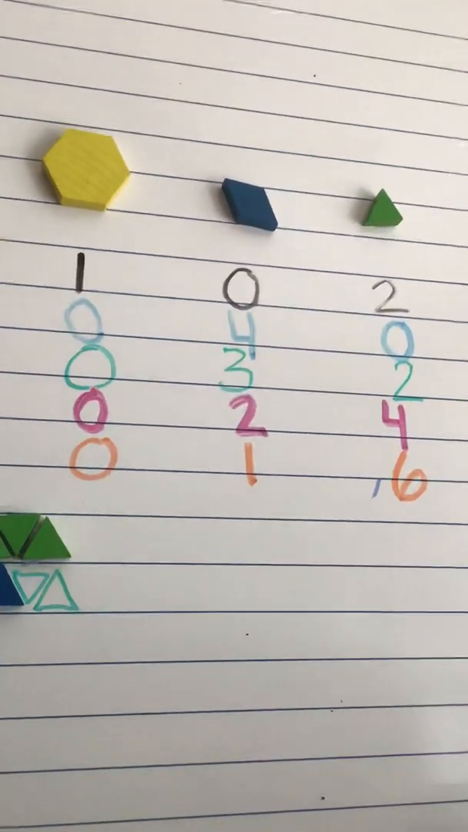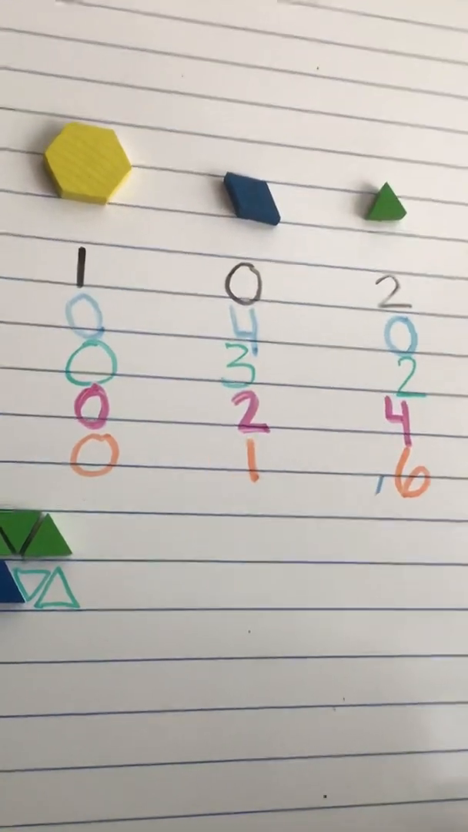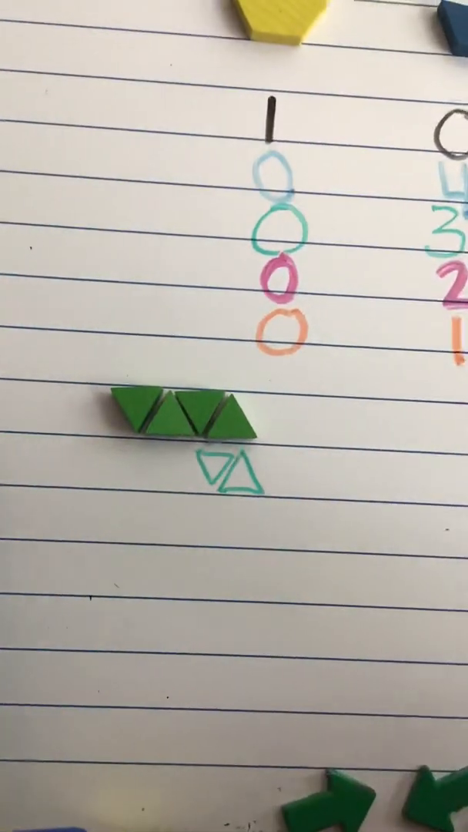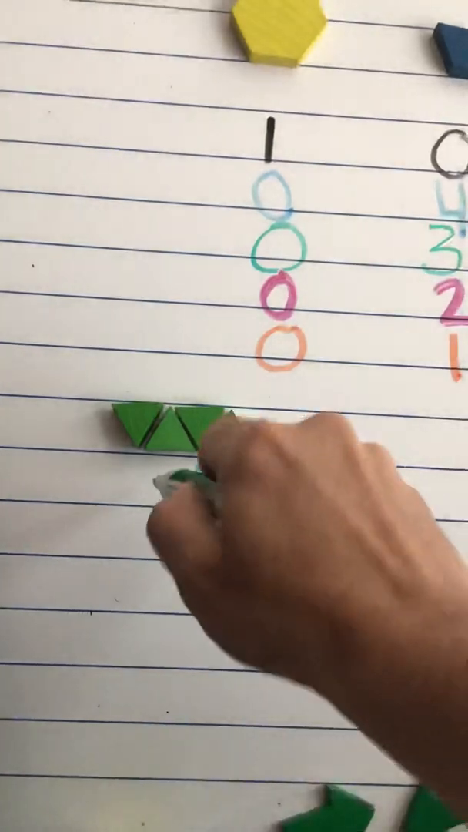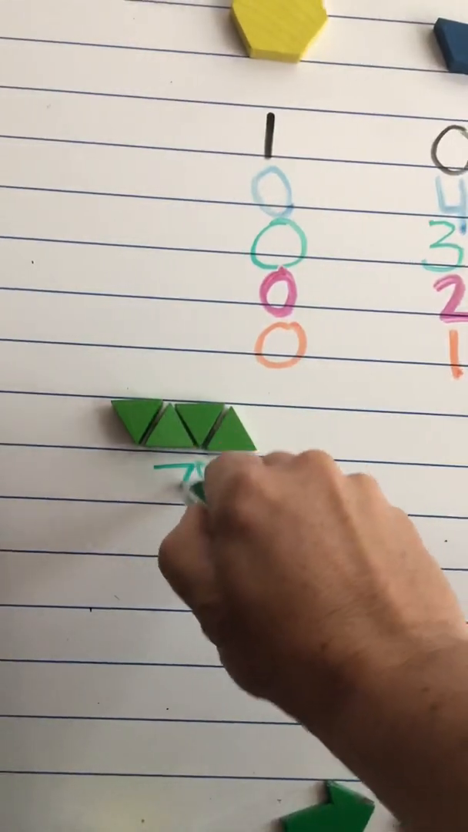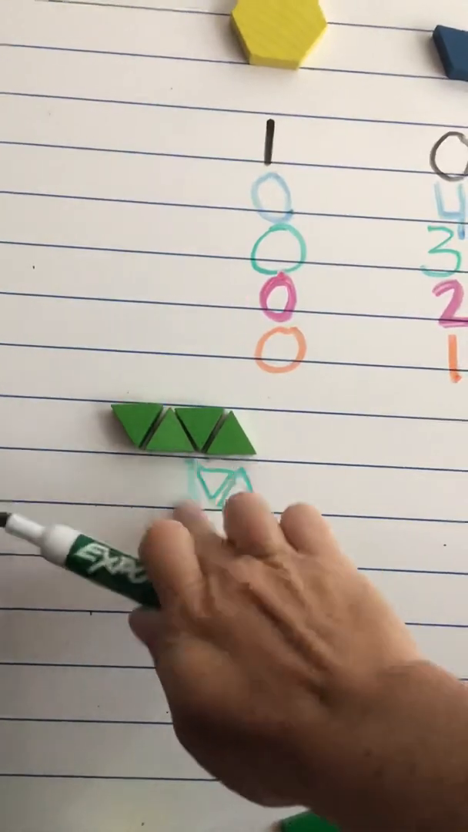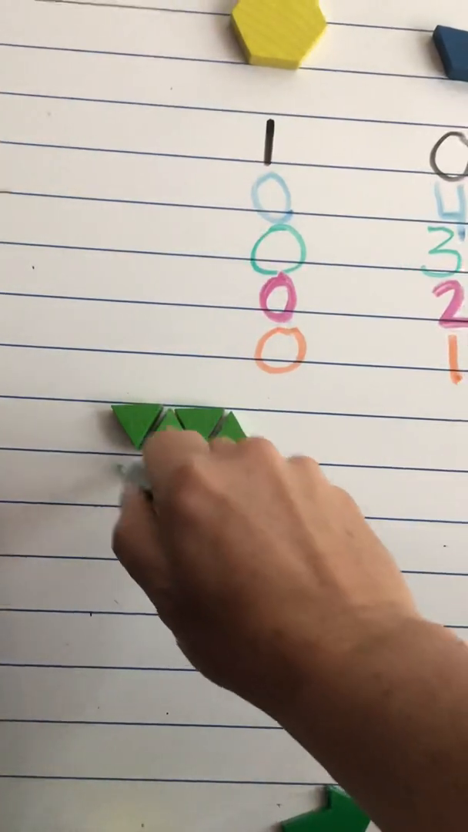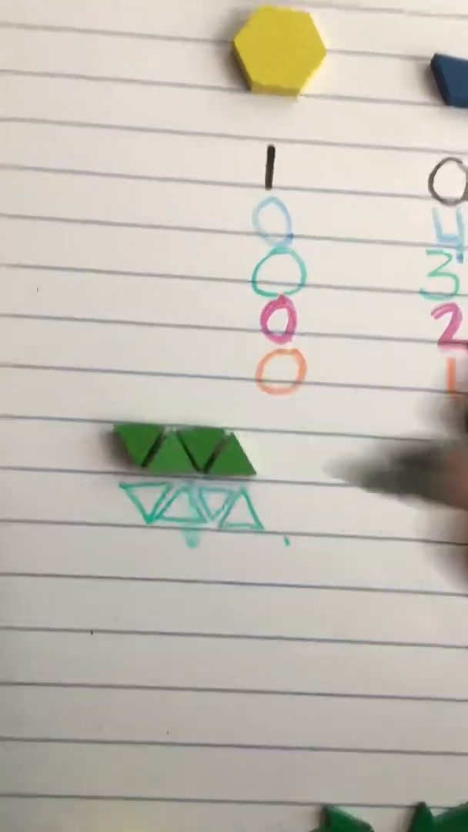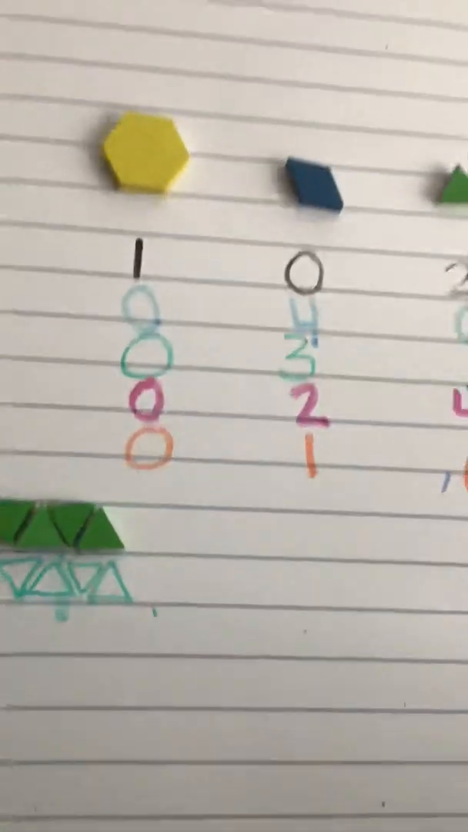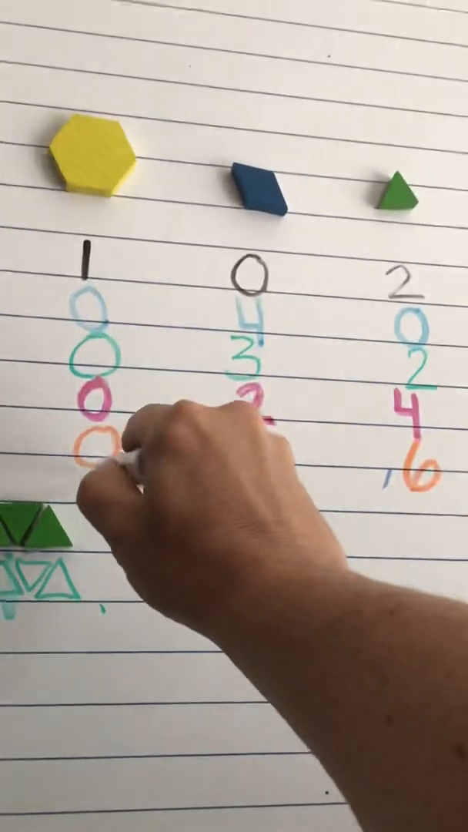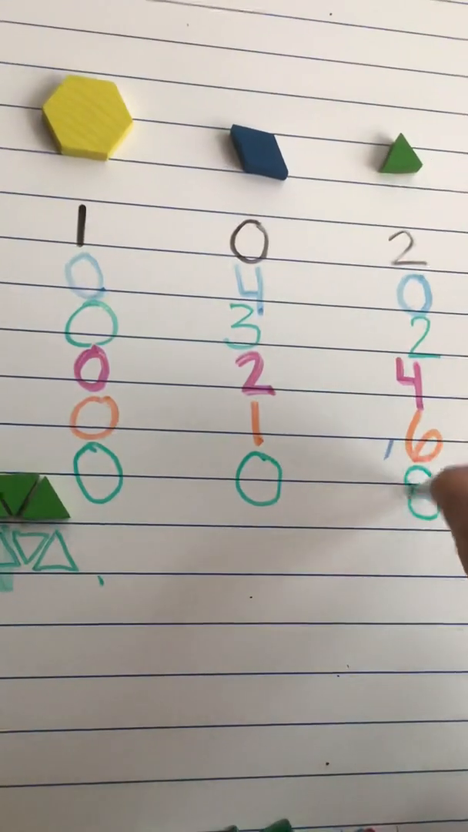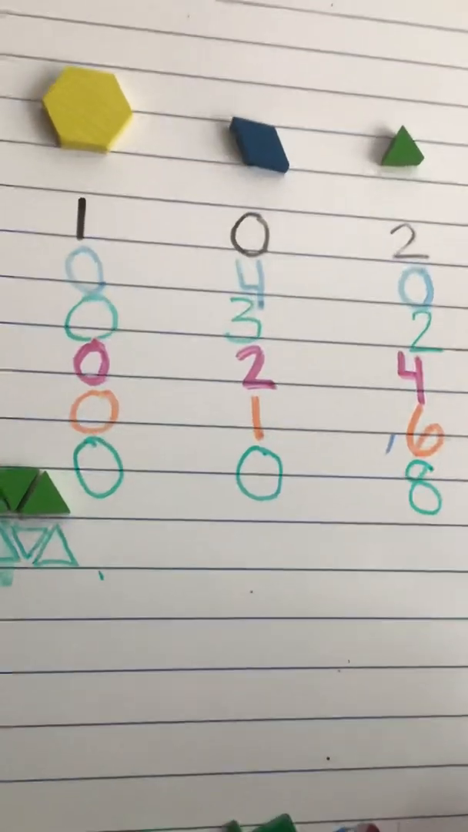Okay, and let's do one more. This time we are going to do all triangles. And when we put them together, we will make a rhombus. So we will have 0 hexagons, 0 rhombus, and 8 triangles to make the shape that we need.